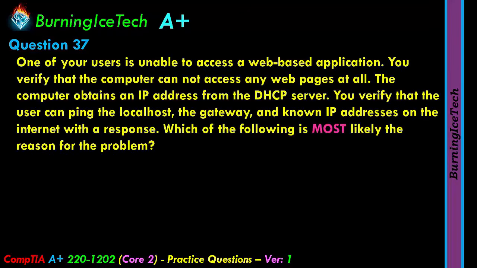One of your users is unable to access a web-based application. You verify that the computer cannot access any web pages at all. The computer obtains an IP address from the DHCP server. You verify that the user can ping the local host, the gateway, and known IP addresses on the internet with response. So guys, they do have an IP address.